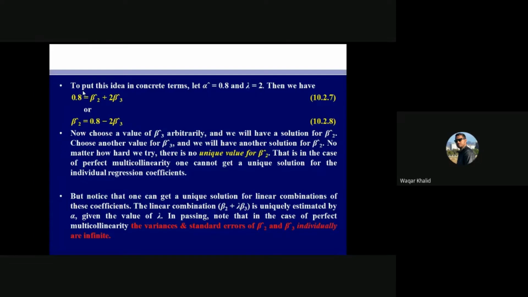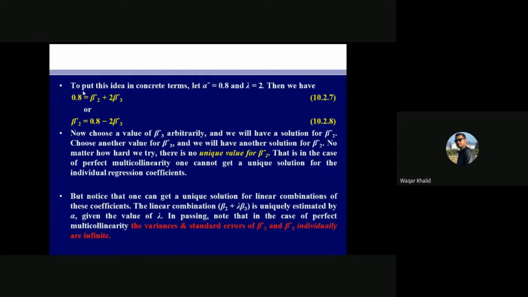So if you have the case of perfect multicollinearity and you want to calculate the value of a parameter, suppose beta 2, you cannot get a unique solution. You will get as many solutions as possible by substituting different values for beta 3. This is the main issue with multicollinearity, because in the case of perfect multicollinearity, the variances and standard errors of beta 2 and beta 3 individually are infinite.